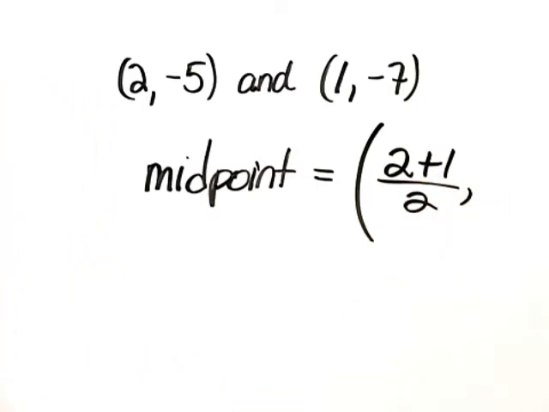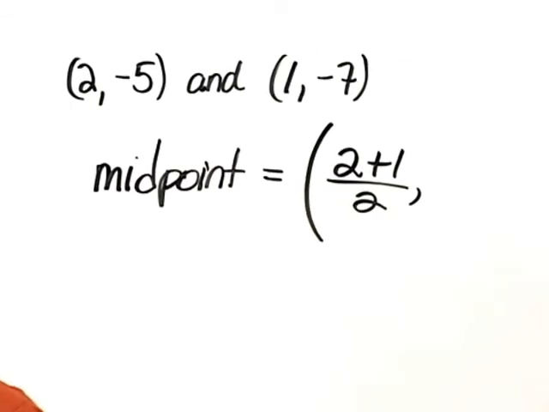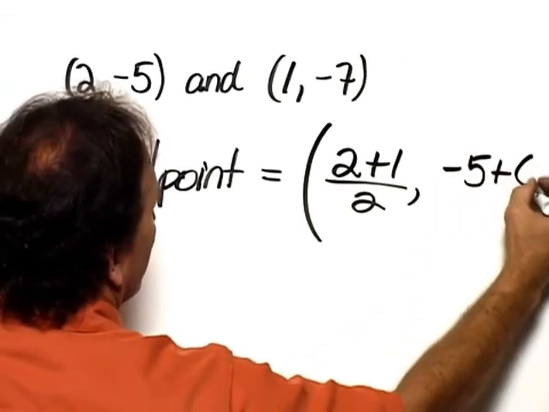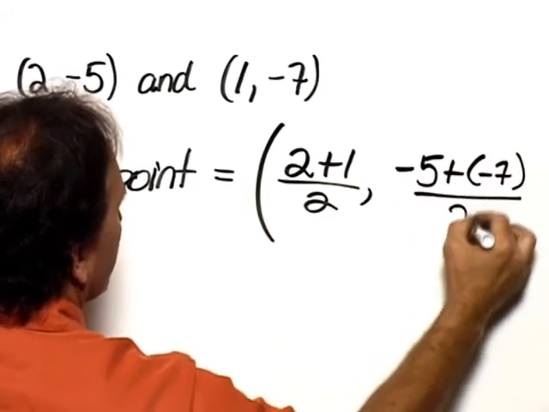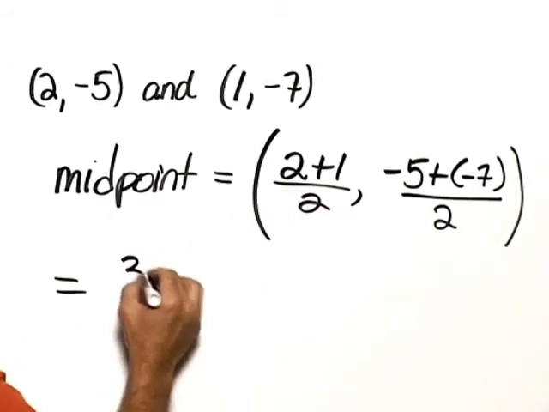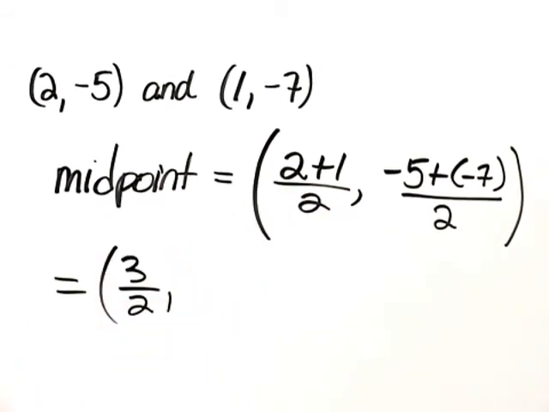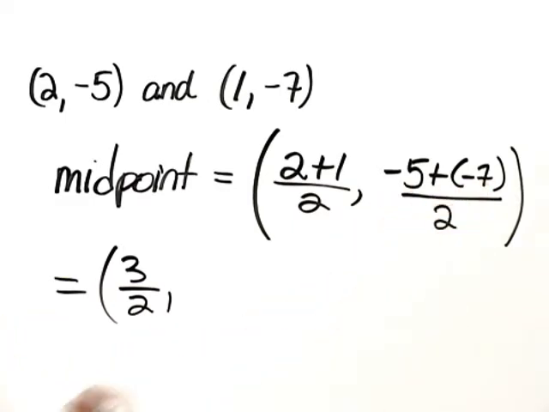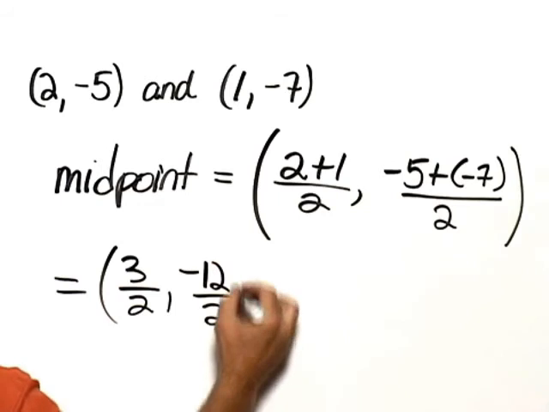by 2. The y-coordinate is going to be the sum of the y-coordinates divided by 2, so -5 plus -7 divided by 2. So the midpoint would be equal to 2 plus 1, of course, is 3, so that's 3/2. -5 plus -7 is -12/2.